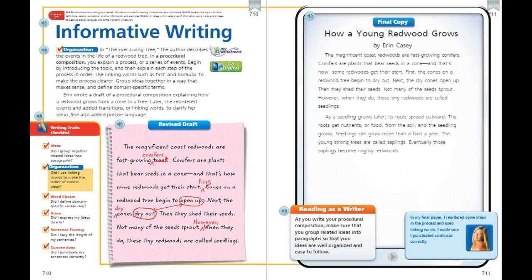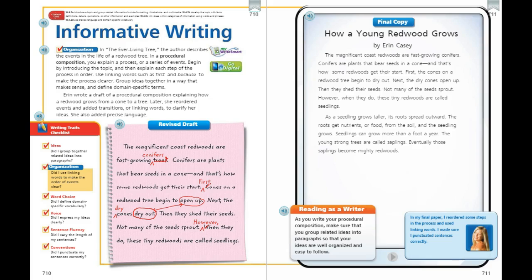As the seedling grows taller, its roots spread outward. The roots get nutrients or food from the soil, and the seedling grows. Seedlings can grow more than a foot a year. The young, strong trees are called saplings. Eventually, those saplings become mighty redwoods.